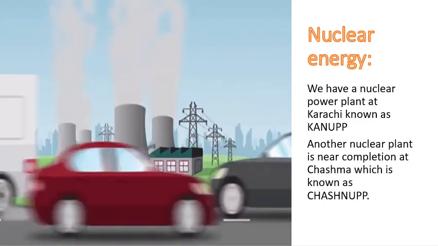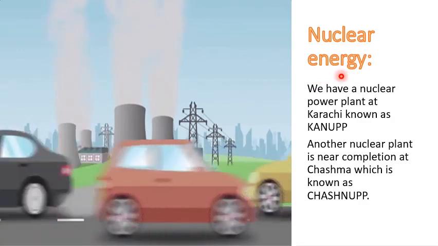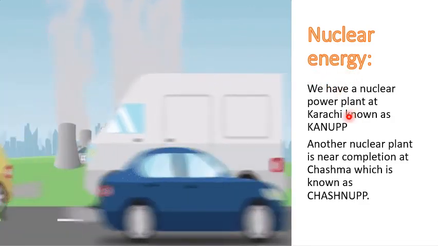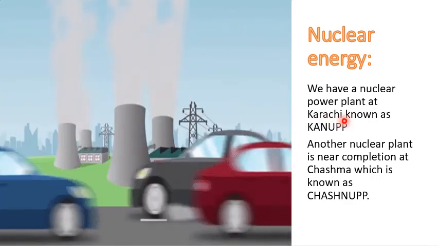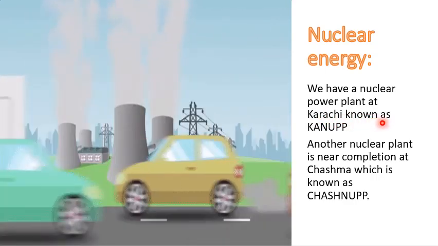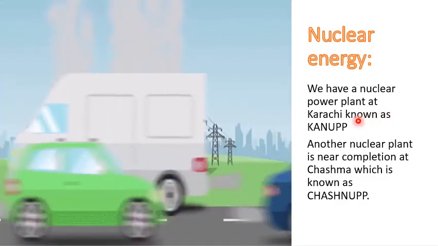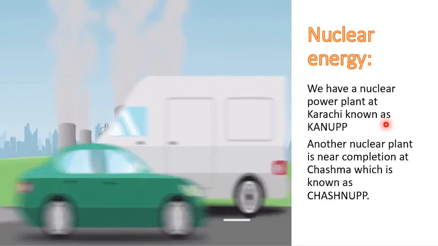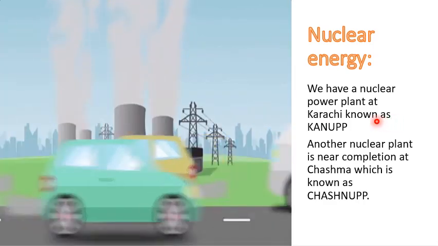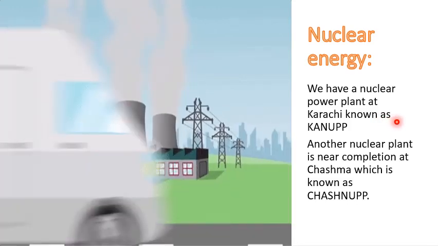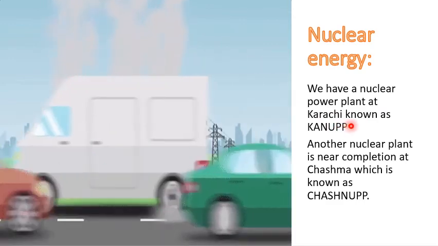Now we are about to see where we are getting nuclear energy in Pakistan. We have a nuclear power plant at Karachi which is known as Kanup. Kanup is basically an abbreviation. KA represents Karachi, NU nuclear, P power, P plant. It means Karachi nuclear power plant. So the nuclear power plant at Karachi is known as Kanup.